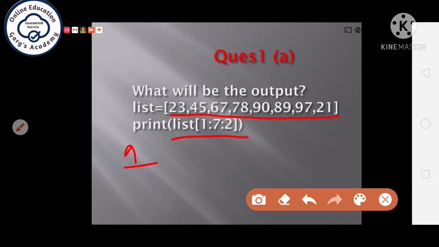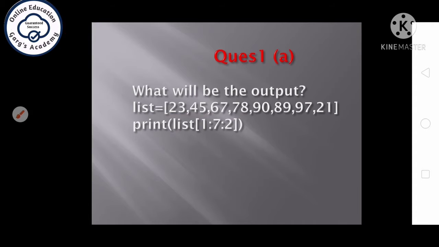List content at first position, list content at third position, list content at fifth position, and list content at seventh position. But because this is the last index and this will not be included, so your answer should be written in a list form as.